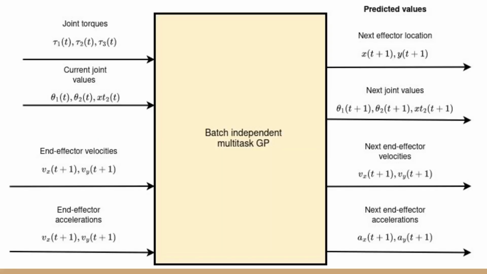Here's a more detailed model of our Gaussian process architecture. As stated, it takes the torque command from the reinforcement learning model plus the existing state consisting of joint values, end effector velocities, and accelerations, and outputs the predicted next state, including the end effector location, end effector velocities and accelerations, and the predicted next joint configuration.